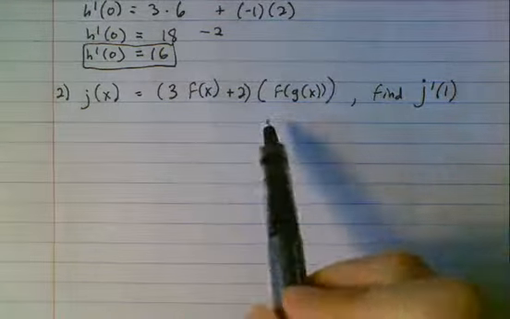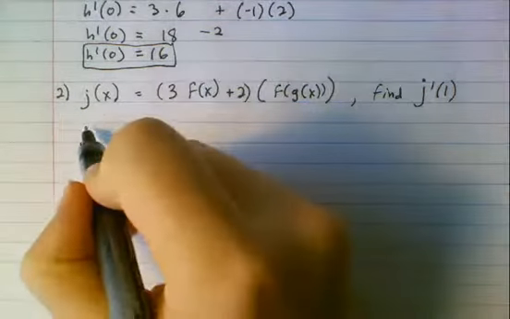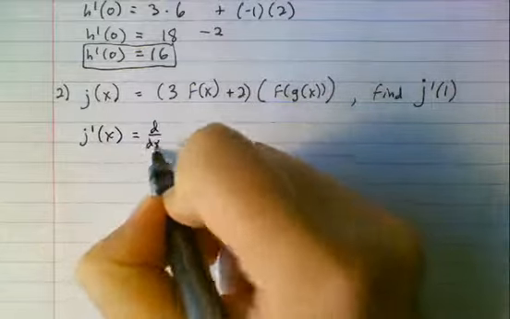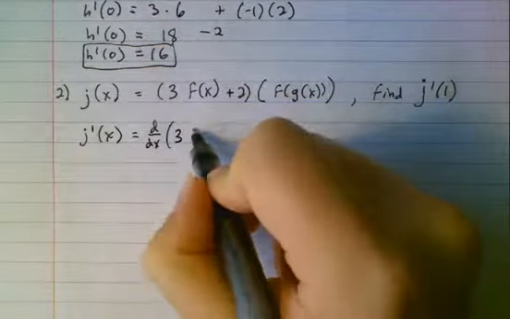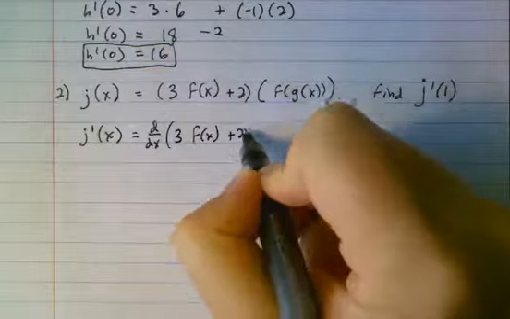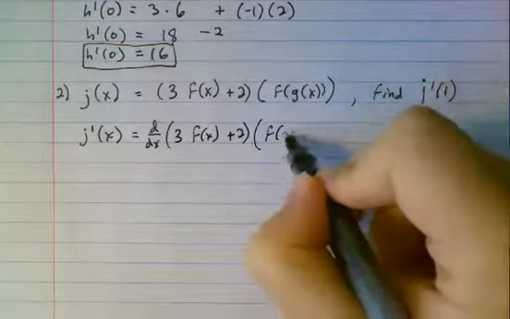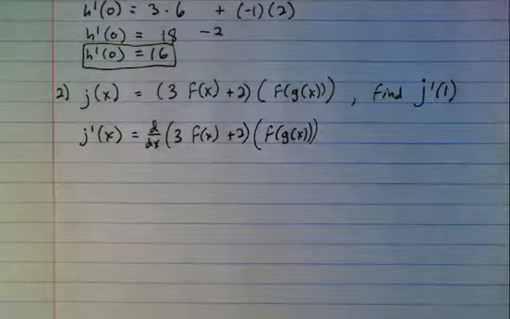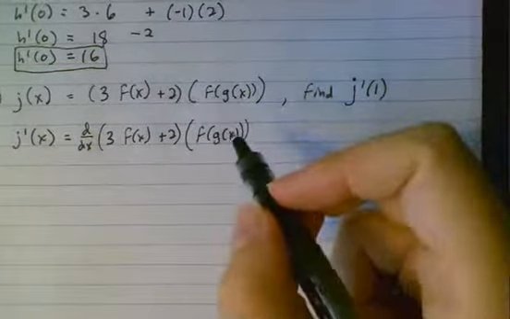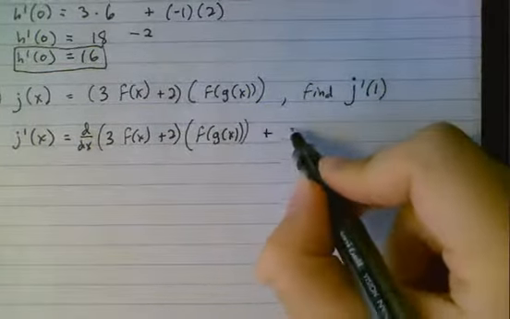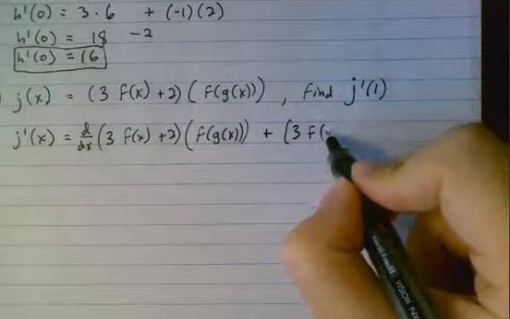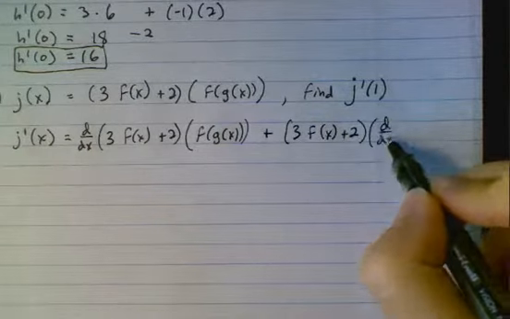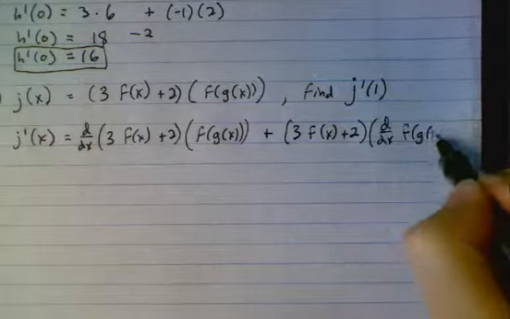Here we see two things multiplied together, so we know that we're going to have to use the product rule. So we're going to take the derivative of 3f of x plus 2 times f of g of x, and then we're going to add 3f of x plus 2, and then the derivative of f of g of x.